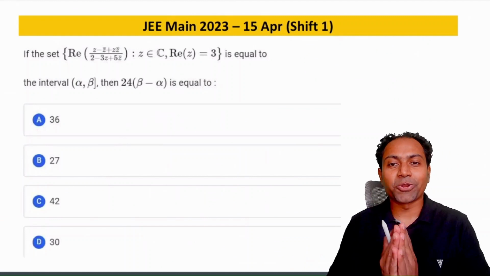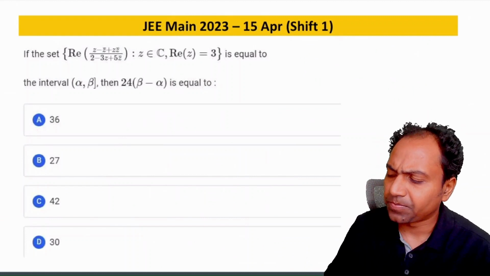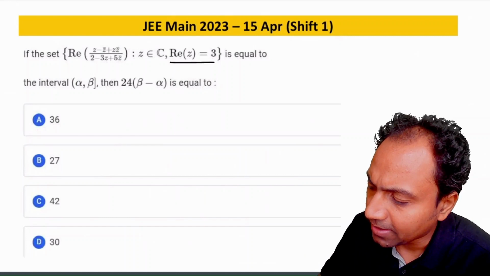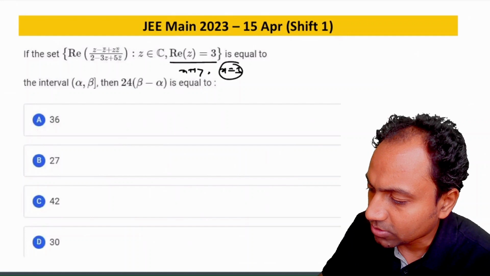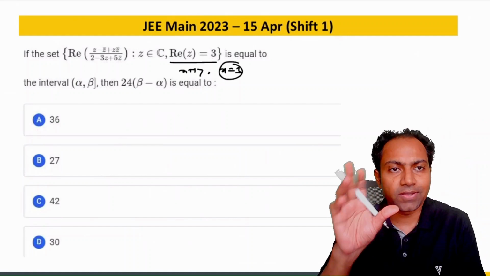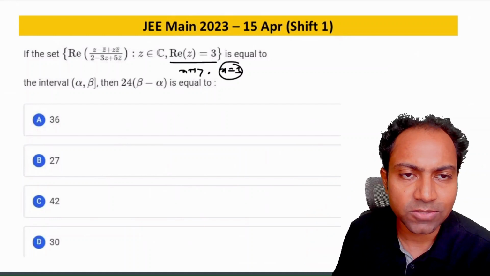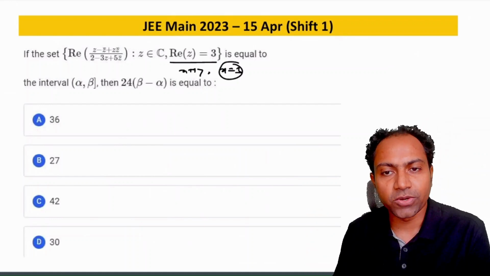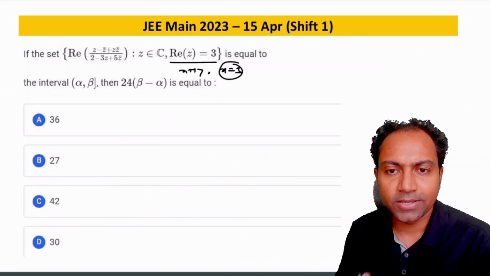Now let us look into this next question that was asked in JEE Mains 2023. In this question, if I take my z as x plus iy, the value of x they have already given is 3. So this is what is given in the question. They have given a complex number, that is (z minus z bar plus zz bar) divided by (2 minus 3z plus 5z bar). And in this question, what they're saying is the real part of this, whatever it comes, the range is alpha comma beta. Then find the value of the answer.